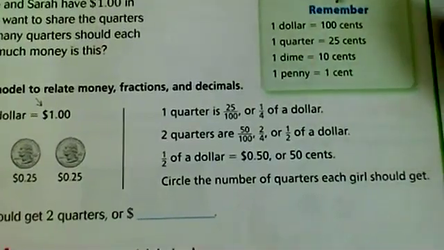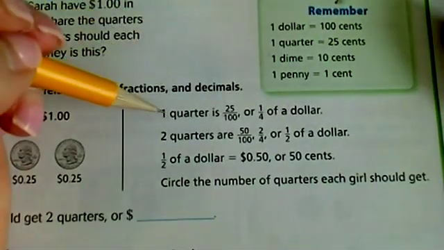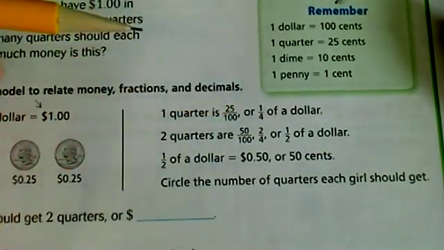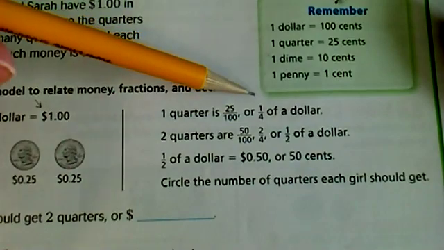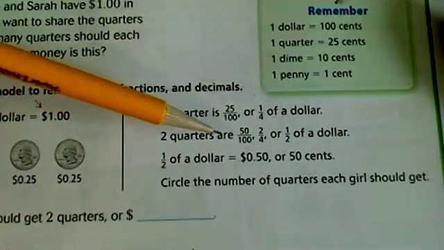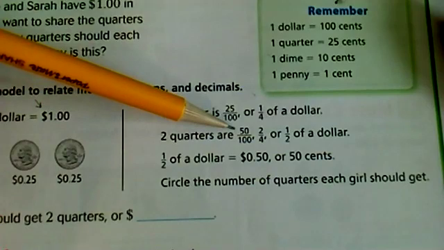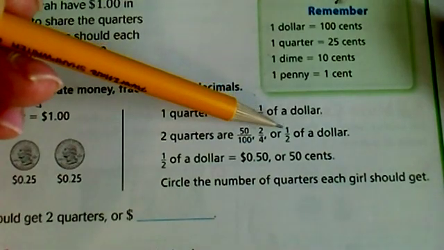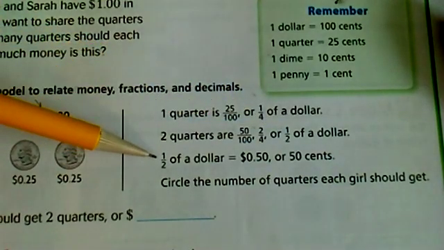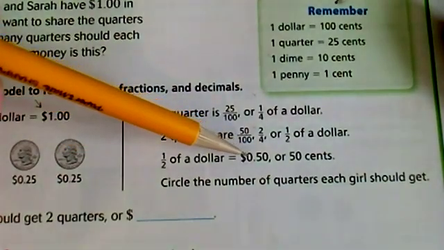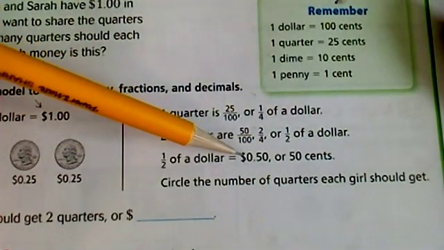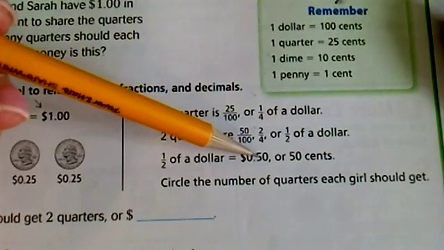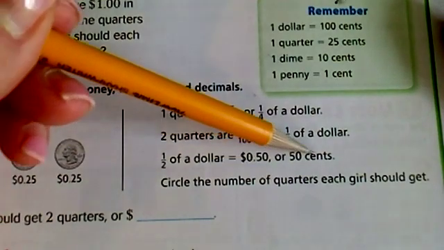A little bit more information to relate it to fractions is that we can say that 1 quarter is 25 hundredths, or 1/4 of a dollar. 2 quarters are 50 hundredths, or 2/4, which can be reduced to 1/2 of a dollar. 1/2 of a dollar can be represented by 50 cents, written this way, again, dollar sign, 0 in the ones place, decimal point, 50. Or you can say 50 cents.